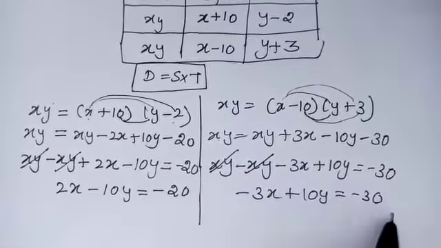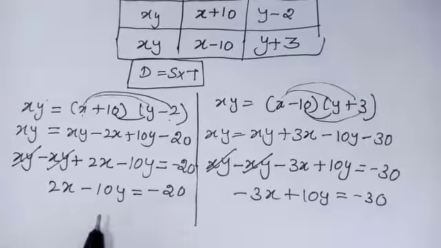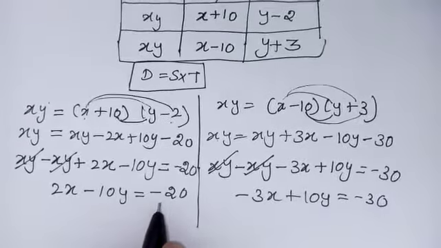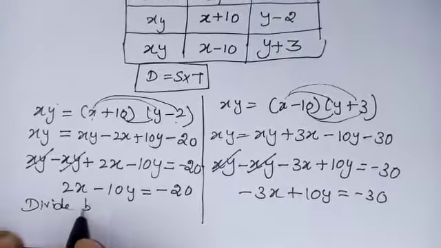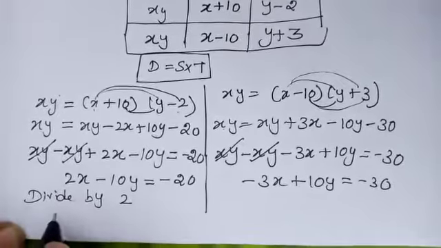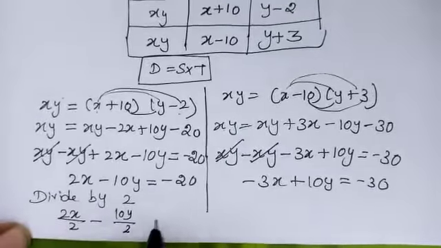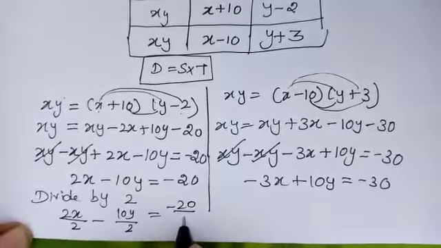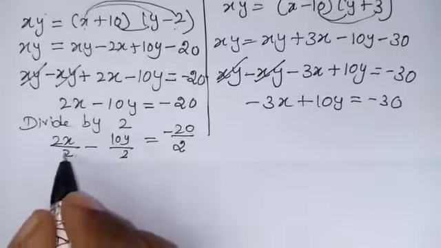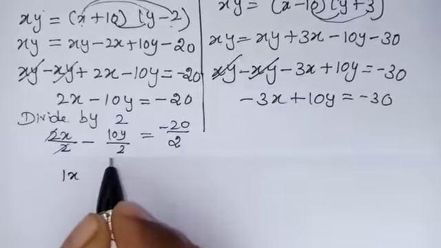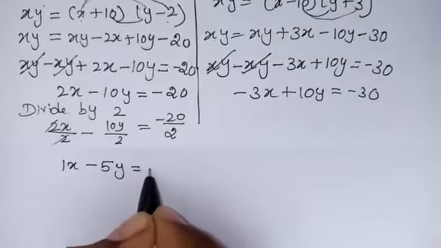So here there is no common number to divide, but here 2x minus 10y equal to minus 20 we are getting. So all the numbers are divisible by 2. So let us write divided by 2 on both sides. So here we have to write 2x by 2 minus 10y by 2, which is equal to minus 20 by 2. After division, 2 and 2 will get cancelled, 1x. 2 and 10 will get cancelled, that is 5 times. So 5y, which is equal to minus 10.